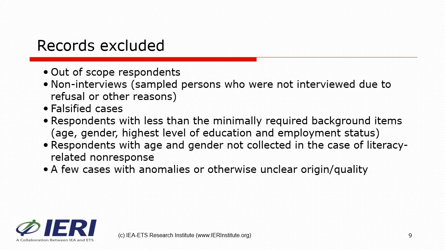Records excluded from the analysis files are those that are out of scope, non-interviews, meaning sample persons who were not interviewed due to refusal or other reasons, cases that were deemed to be falsified, respondents with less than the minimal required background items, and that's age, gender, highest level of education, and employment status, respondents with age and gender that was not collected in the case of literacy-related non-response, and a few cases with anomalies or otherwise unclear origin or quality.